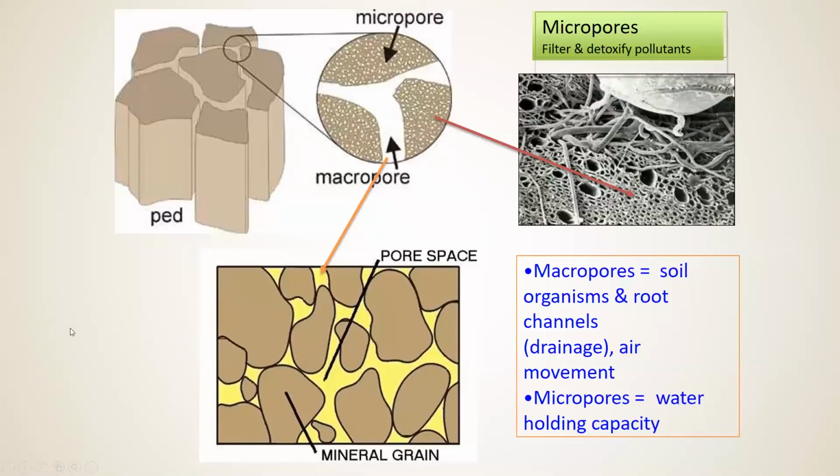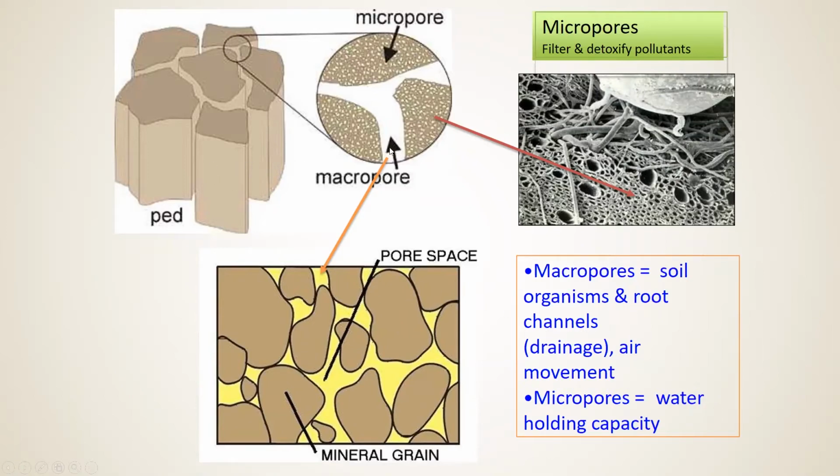between peds. And peds are the smaller aggregates of soil particles which form the larger soil structures of clods and even larger soil fragments. But really the main point here is that this is where smaller soil aggregates create macropores. And macropores are responsible for drainage and air movement. This is where the majority of soil organisms move around and where root channels are created.